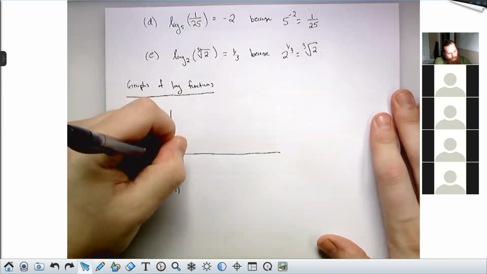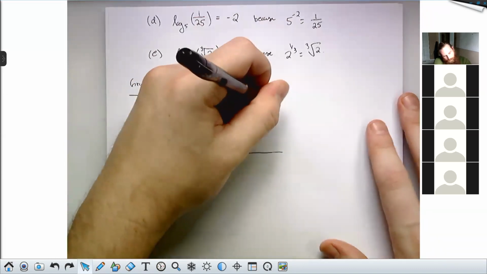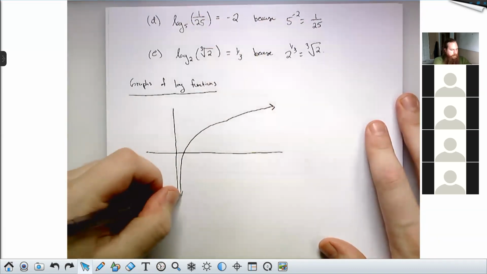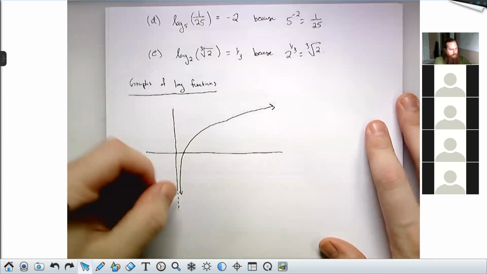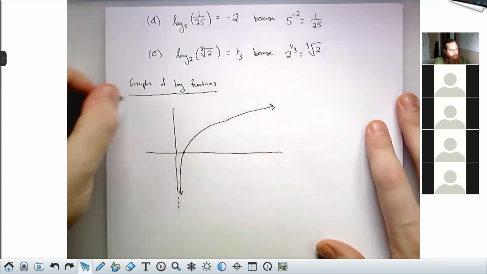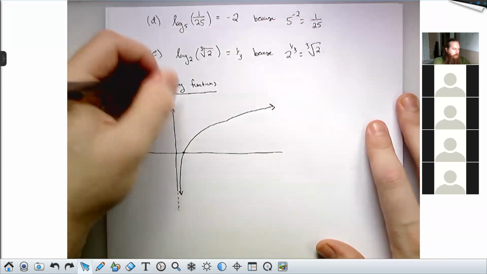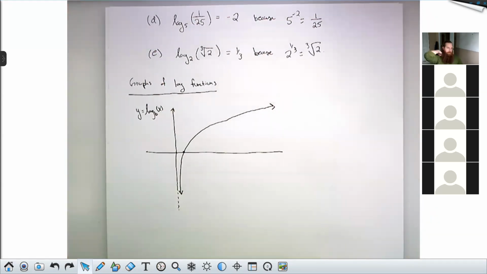If the base of the logarithm is larger than 1, then its graph will look like this. And pretty much always the base of a logarithm is greater than 1. So here I'm going to graph y equals log b of x. And I'm assuming that b is bigger than 1.